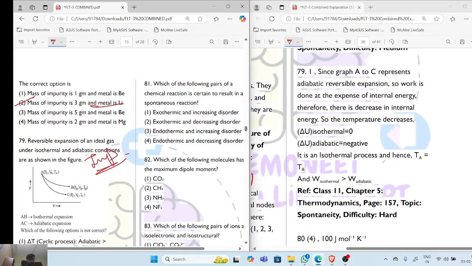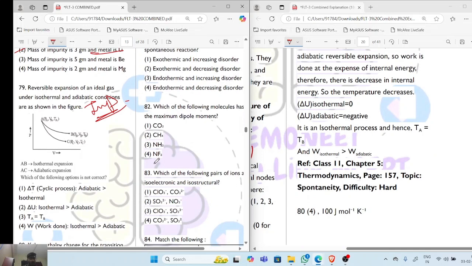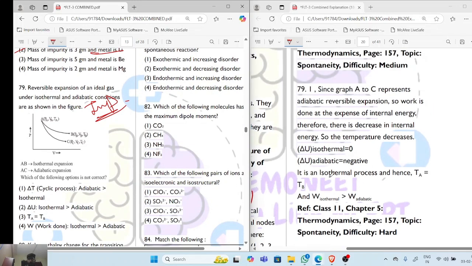So we have the initial point A. From A to B we have an isothermal process, and from A to C we have an adiabatic process. We have to find which of the following is not correct. Since A to C represents adiabatic reversible expansion, work is done at the expense of internal energy, because in an adiabatic process Q is 0, heat exchange is 0. Therefore, there is a decrease in internal energy, so temperature decreases.